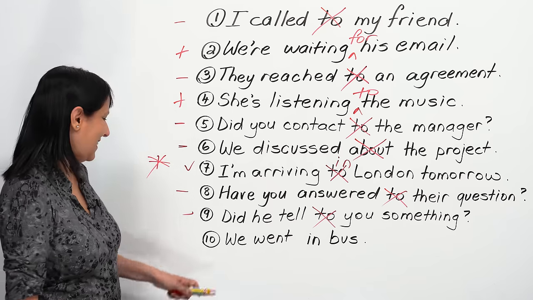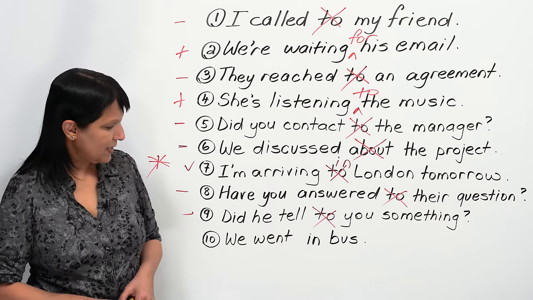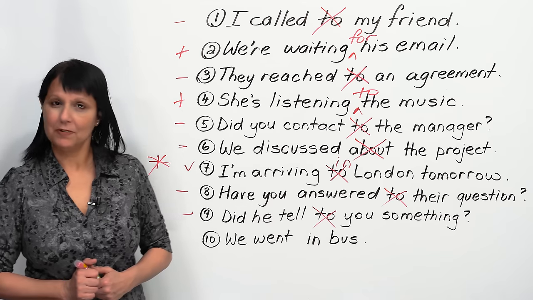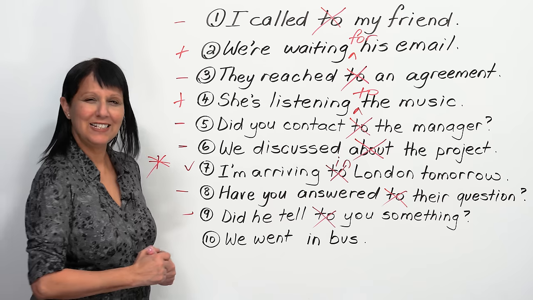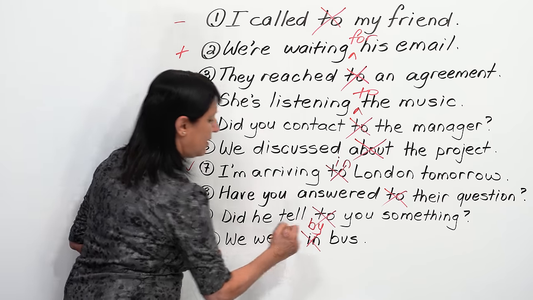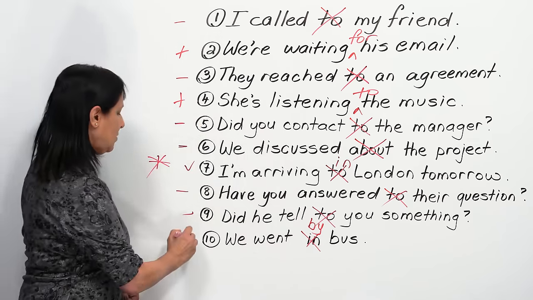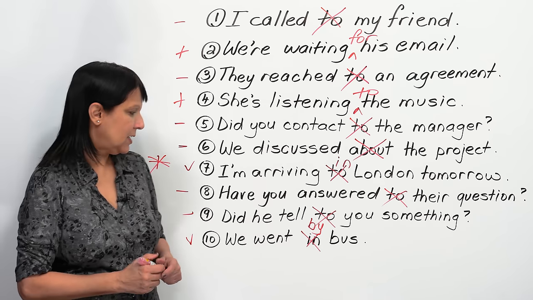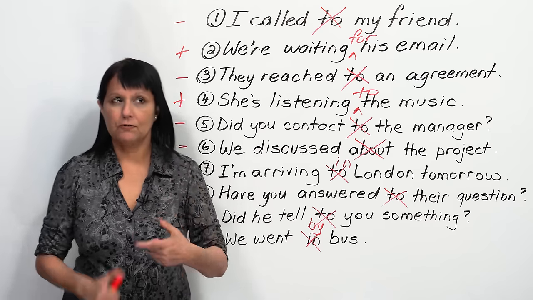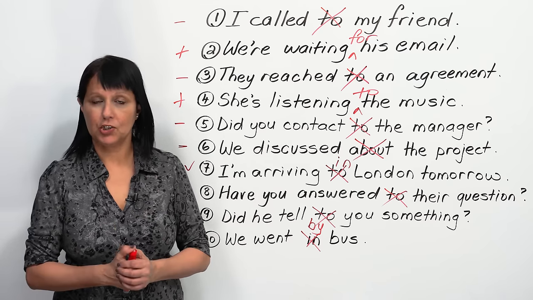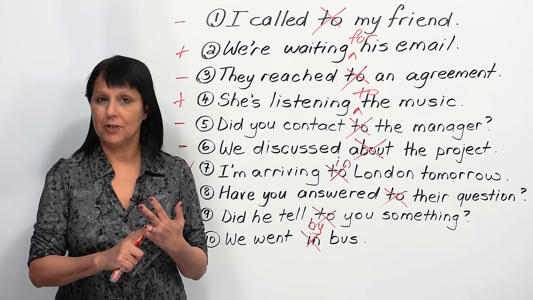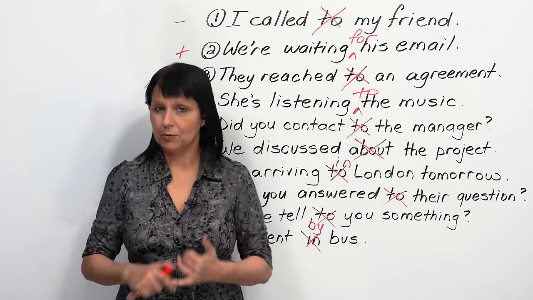Good, okay? And the last one, we went in bus. That's wrong. How can we fix it? We use a different preposition here. We went by bus, okay? So here we're going to change the preposition. We went by bus. In fact, we use by for various modes of transportation. We went by bus. We went by train. We went by plane. Okay? We went by subway. Okay?